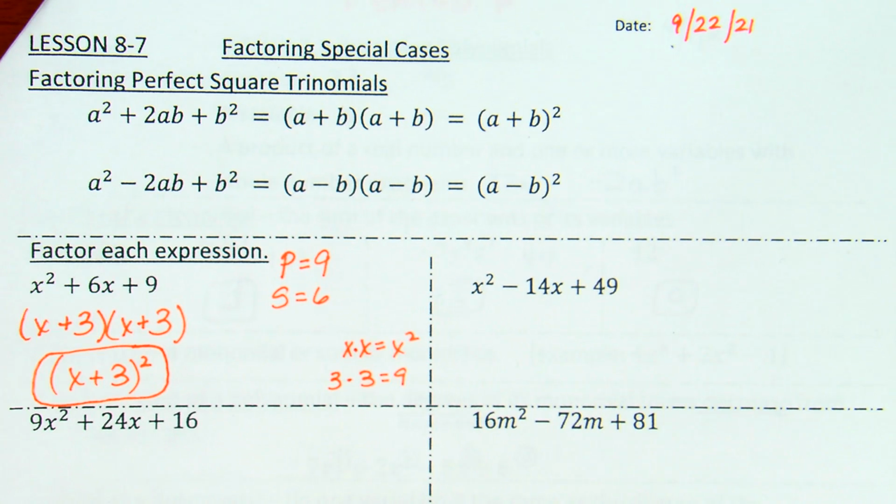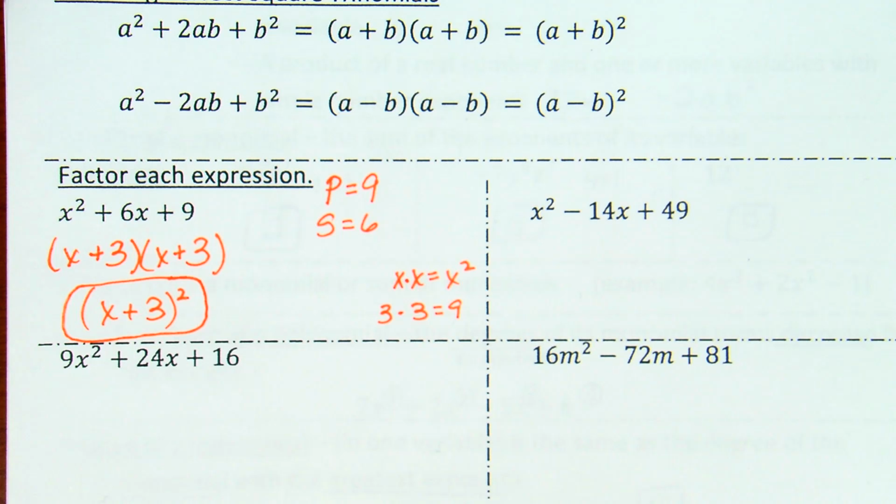Try the next one, which is still not too bad. X squared minus 14x. 7 times 7? We're going to have to deal with the signs, aren't we? We'll get there in a moment. But does that make sense? 7 times 7 is 49, and 7 plus 7 is 14, isn't it? So we just have to get the signs to work out. You can also think about the fact that the square root of 49 is 7.